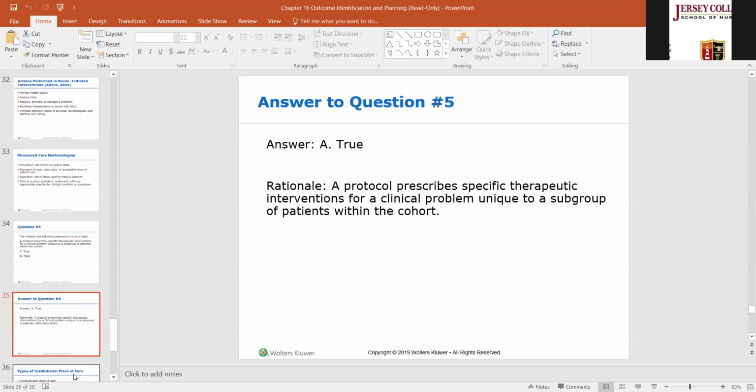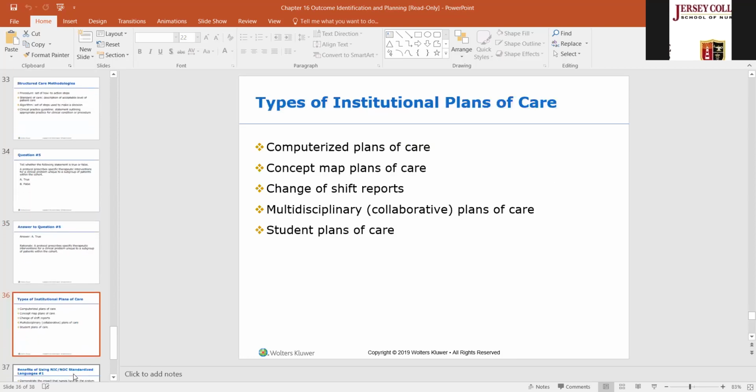So we put these protocols in place, and then it's for a specific group of patients in that cohort. So all the people in this cohort could be on this Tylenol protocol or this temperature protocol or this head injury precaution protocol that we're going to follow. And it gives us specific steps to follow when we complete that intervention.